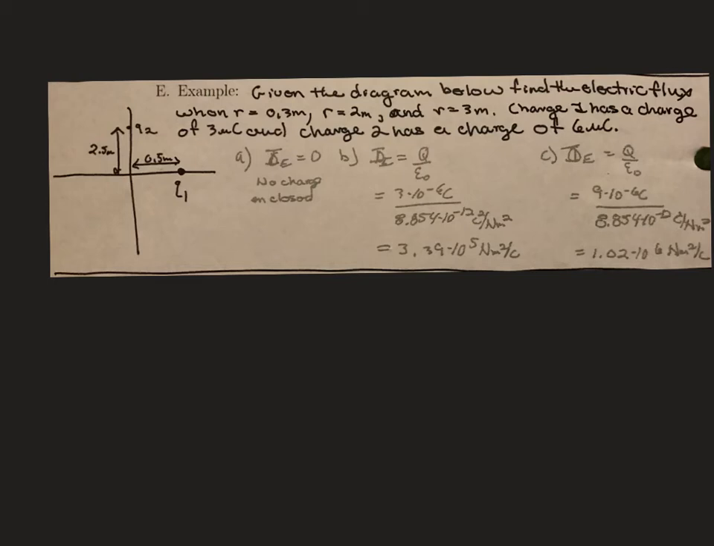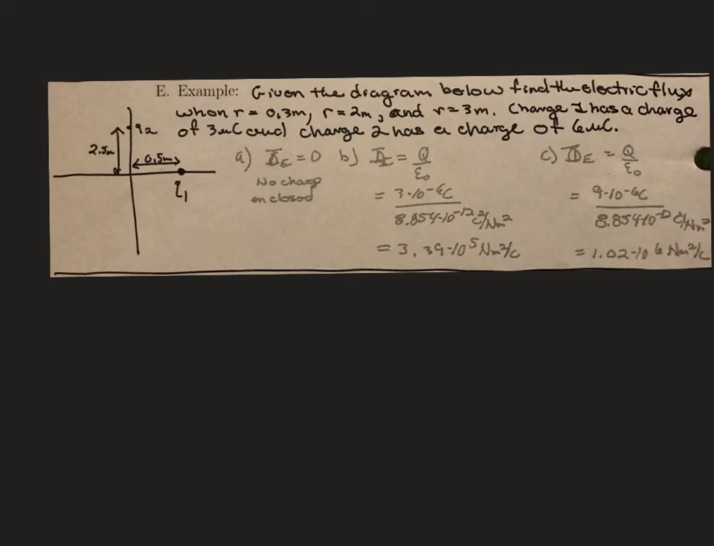And then for our last scenario, we're looking at r equals 3 meters, so that means both charge 2 and charge 1 are going to be enclosed. That's 3 microcoulombs and 6 microcoulombs, so you add them together, you get 9 microcoulombs, so 9 times 10 to the minus 6 divided by the electric constant, and it gives us an electric flux of 1.02 times 10 to the 6 newton meters squared per coulomb.